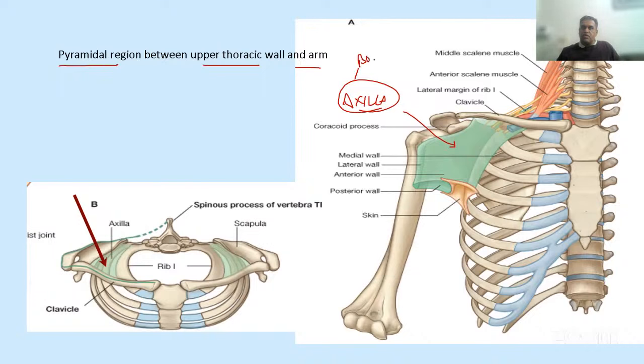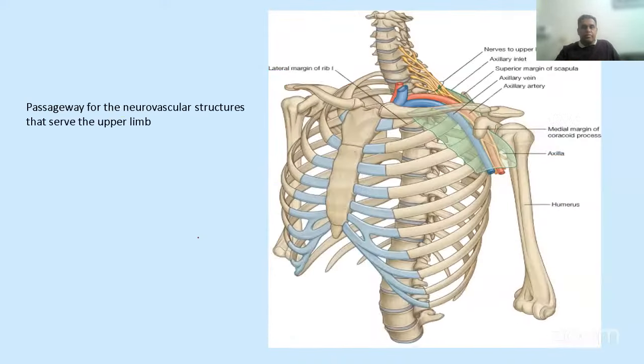Here, a question can come regarding the boundaries of the axilla or the contents of the axilla, right? So we can go with it. So we have this axilla over here. So what does the axilla basically constitute of? It's a passageway for the neurovascular structures to serve the upper limb.